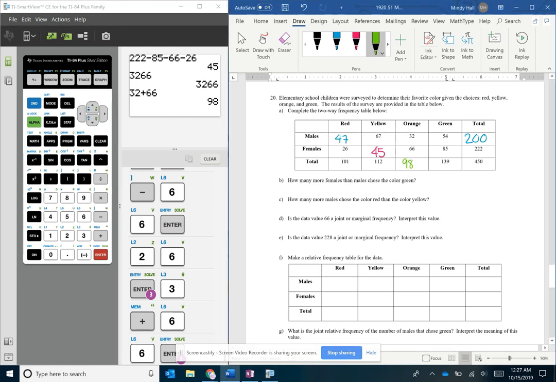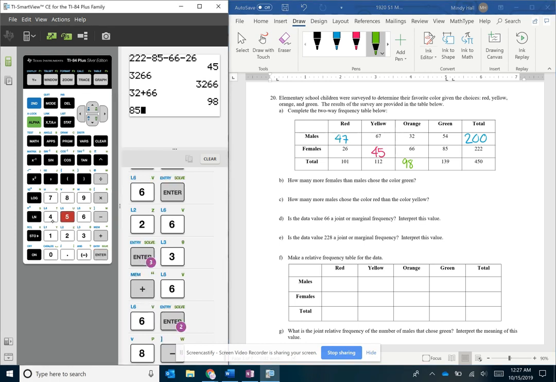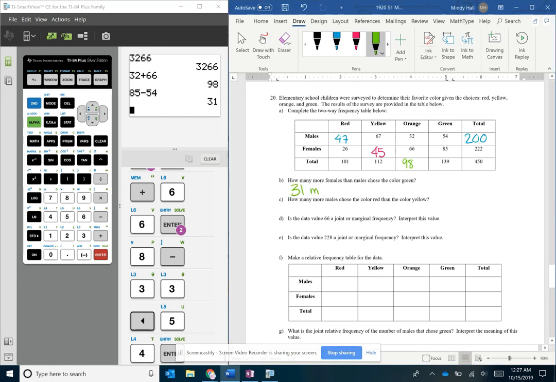Yay. So then we want to know how many more females than males chose the color green. Well, we had 85 females compared to 54 males, so 85 minus 54, not 34, 54. There we go. Gives us 31 more females.